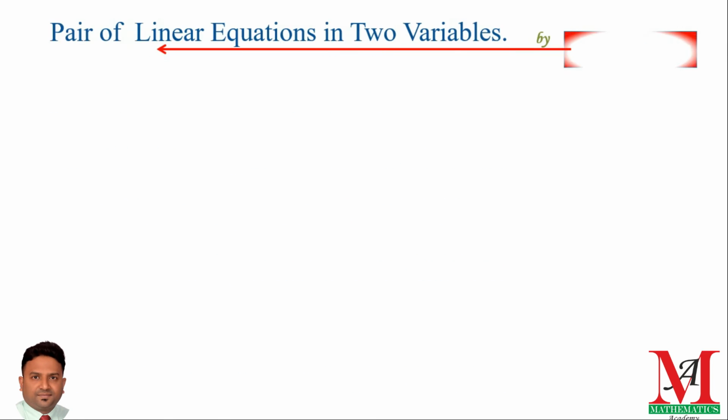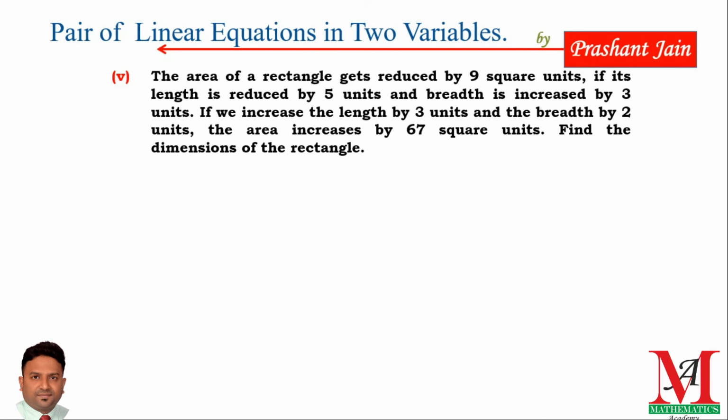Now moving towards the next question, and I think this is the last question of this exercise, or today's last question. The area of a rectangle gets reduced by 9 square units if its length is reduced by 5 units. You can read the remaining question by yourself. What we need to find? We need to find the dimensions of the rectangle. And dimensions of the rectangle means length and breadth.